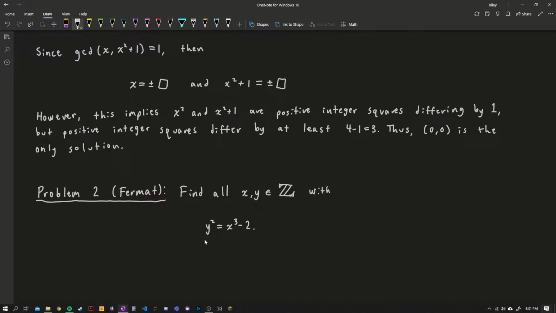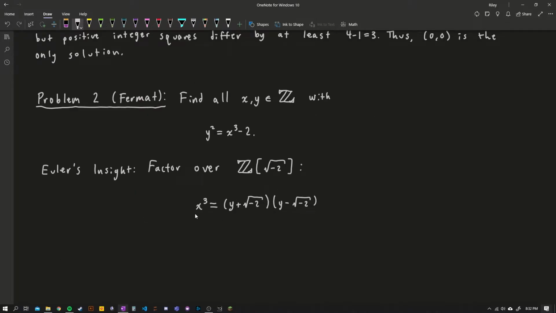As we can see, neither side of this equation can be factored over the integers any further, but it was actually Euler who came along and had the key idea to think, what if we imagine for a minute we added the square root of negative 2 to the set of integers so that we can factor it like so. Then from here we can use an argument involving the norm to show that the only common factors between y plus the square root of negative 2 and y minus the square root of negative 2 in Z adjoined root minus 2 are plus and minus 1.